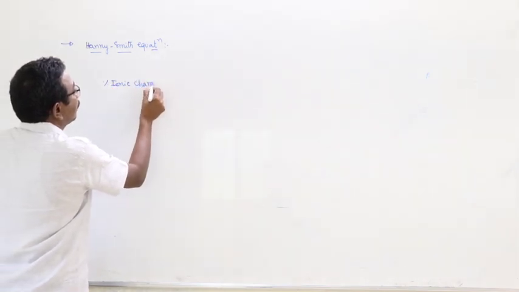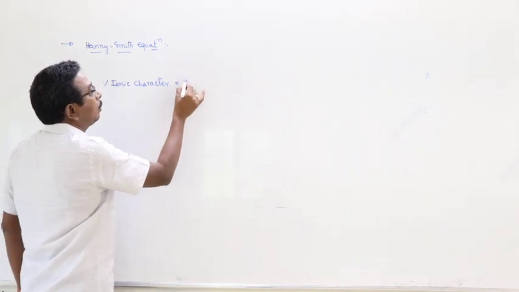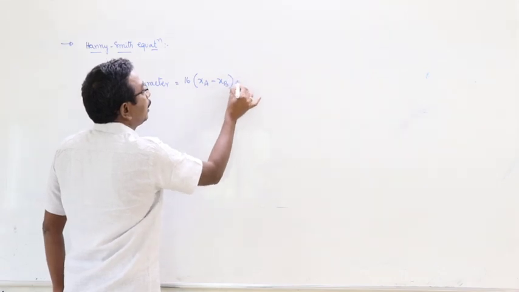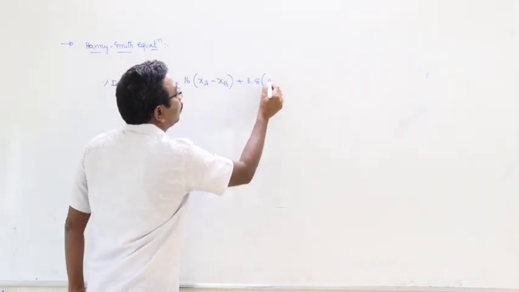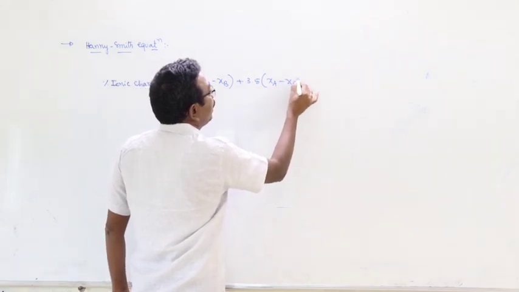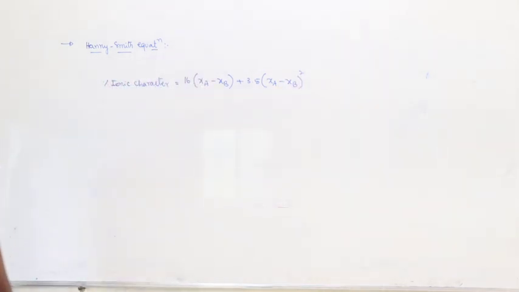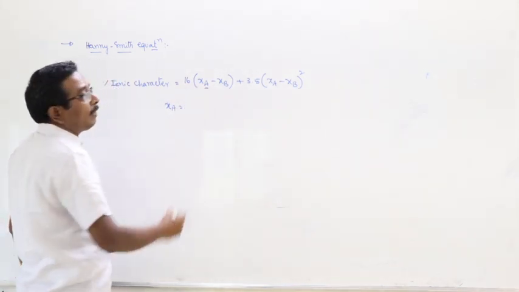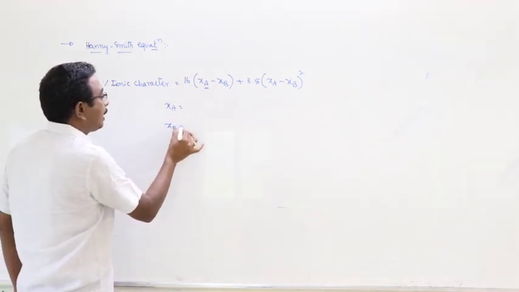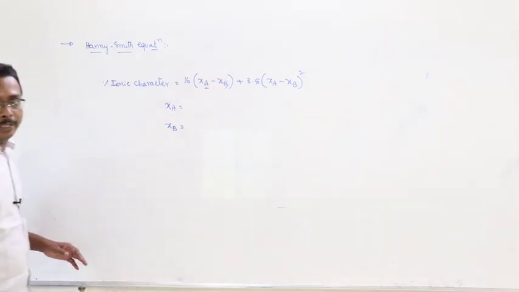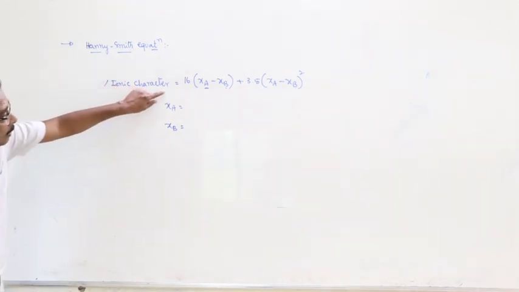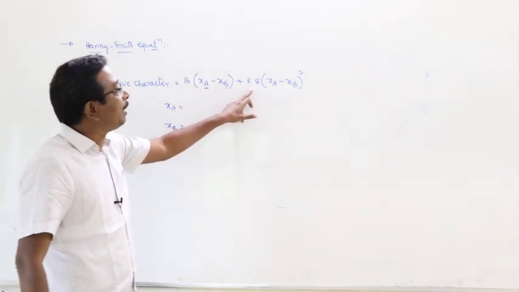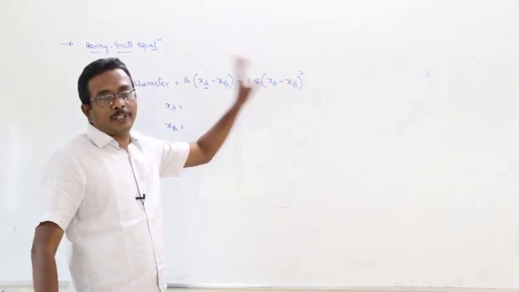ionic character is equal to 16 into (XA minus XB) plus 3.5 into (XA minus XB) whole square. Here XA is equal to the electronegativity of atom A, XB is equal to the electronegativity of atom B. Percentage of ionic character is equal to 16 into (XA minus XB) plus 3.5 into (XA minus XB) whole square.